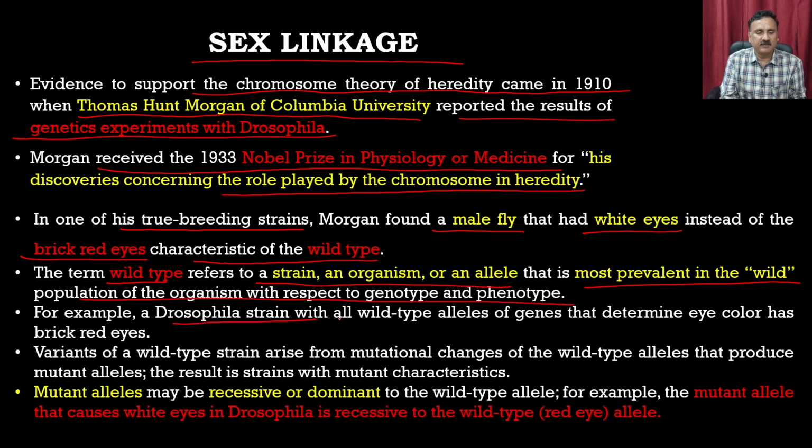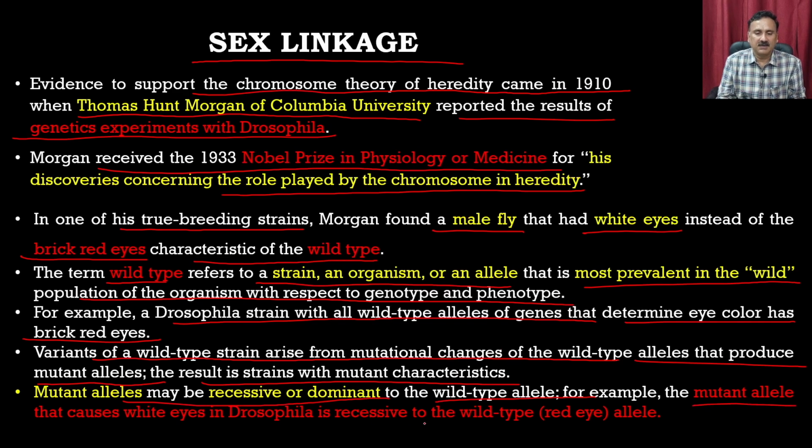For example, a Drosophila strain with all wild type alleles of the gene that determines eye color has a brick red eye. The variation of a white-eyed strain also arises from mutation, mutational changes of the wild type alleles that produce mutant alleles, which result in the mutant characteristics. Mutant alleles may be recessive or dominant to the wild type allele. For example, the mutant allele that causes the white eye is recessive to the wild type allele.